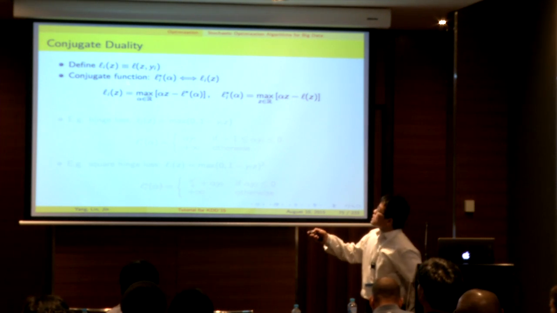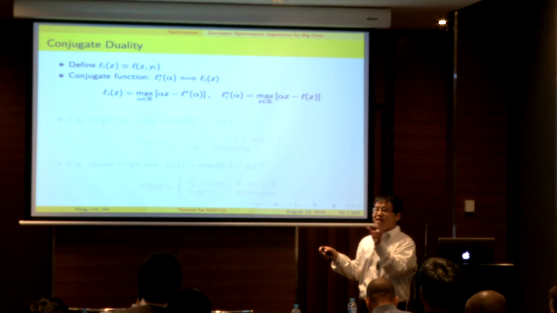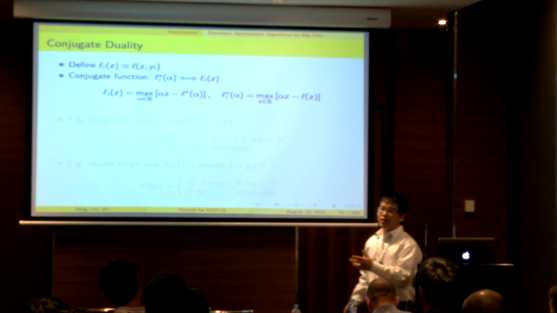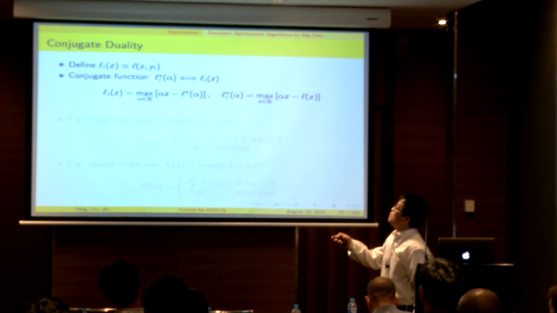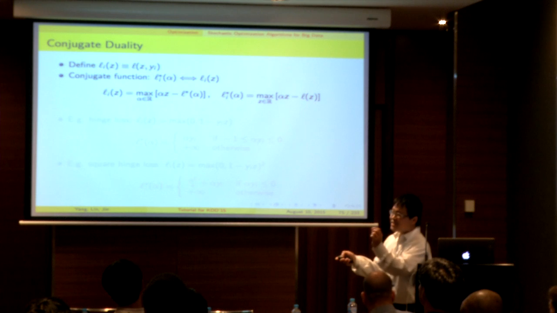So this is the loss function. z is w transpose x, so I just merge them into one notation z. And y_i is the label or the continuous output. It doesn't matter. But it depends on i, so this L_i(z) is the loss function for the i-th data point.